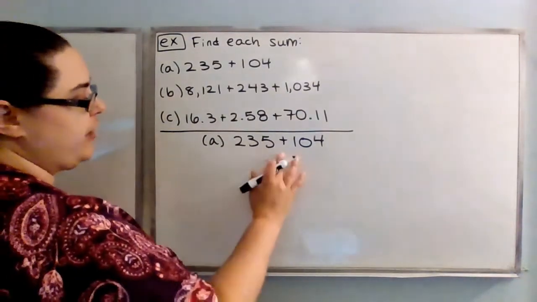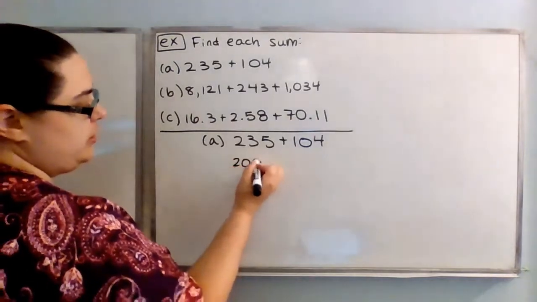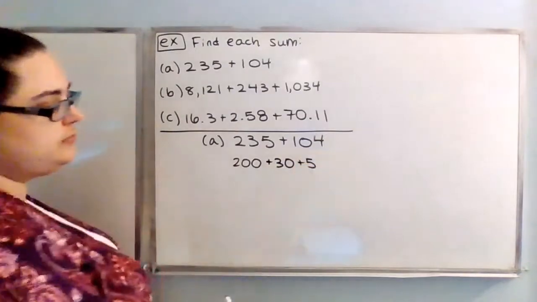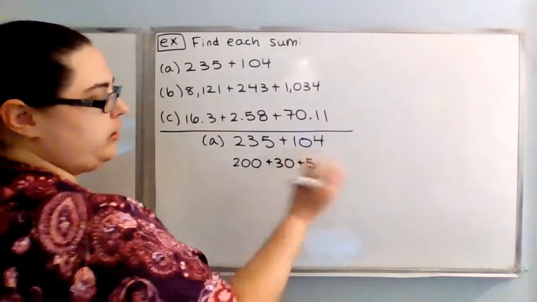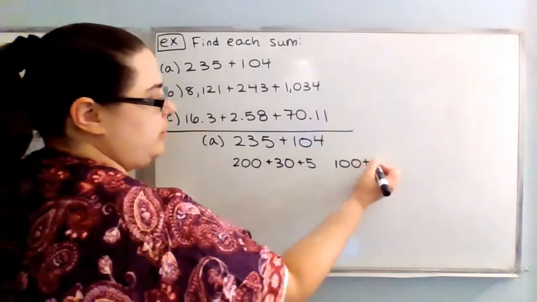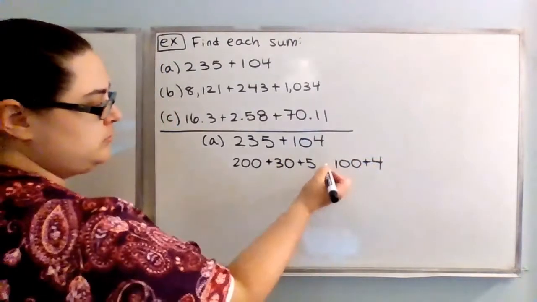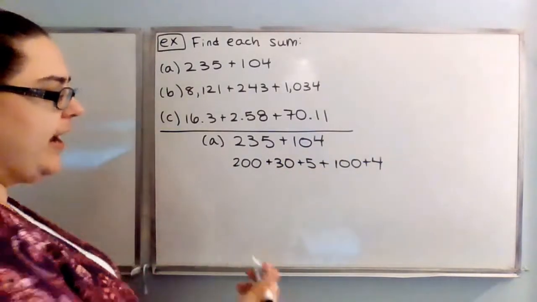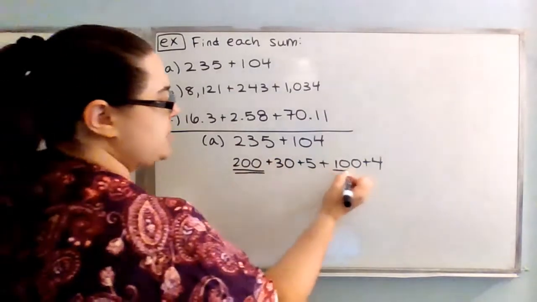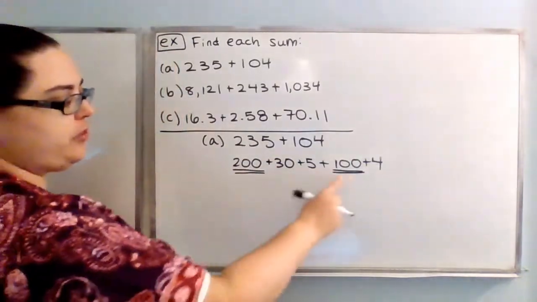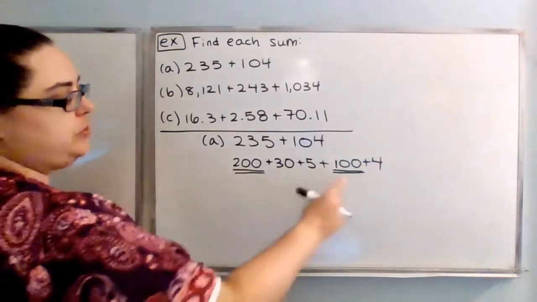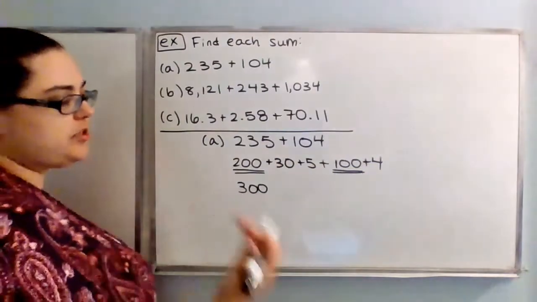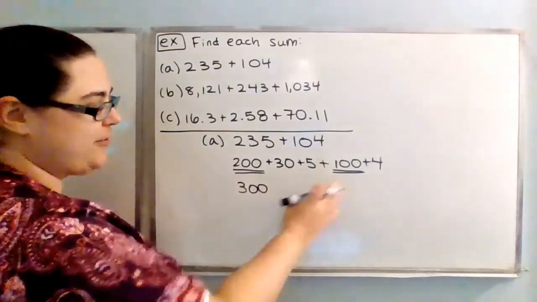So 235, we have 200, 30, and 5. For 104, we have 100, 4. And these are the things we want to add together. So I have my 200 plus 100, because these are both the hundreds. So 2 plus 1 is going to give me 3. So 200 plus 100 will give me 300.